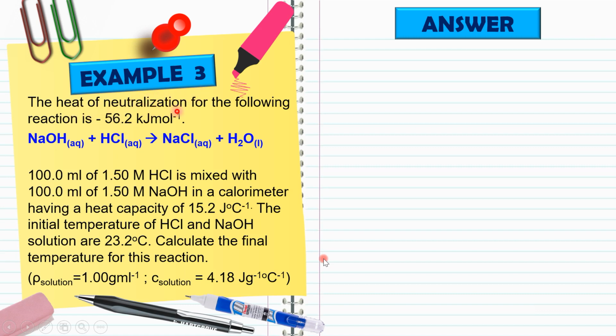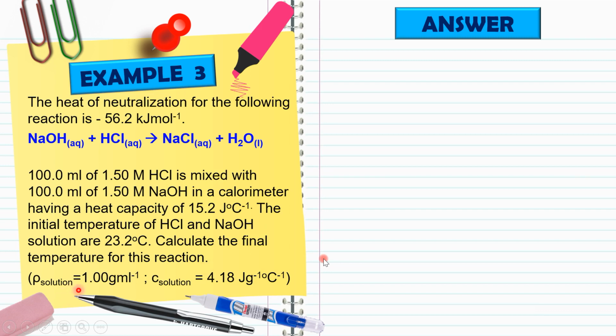The heat of neutralization for the following reaction is negative 56.2 kJ per mole. The reaction of neutralization involves sodium hydroxide. We add it with HCl, producing NaCl and water. So 100 ml of 1.5 molar HCl is mixed with 100 ml of 1.5 molar NaOH in a calorimeter having a heat capacity of 15.2 joule per degree Celsius. The initial temperature of the HCl and NaOH solutions is 23.2 degrees Celsius. Calculate the final temperature for this reaction.